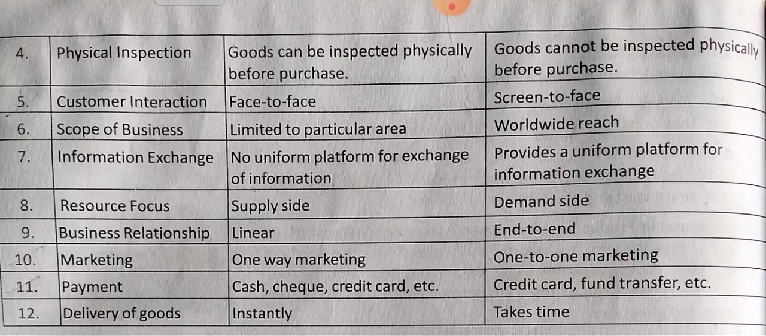Payment. You can pay by check, cash, credit card in traditional commerce, but there are multiple methods available online to pay the merchant directly from your card, directly from your credit card, debit card. Internet banking is also there. You can also transfer the amount by UPI, right? And the delivery of goods is instantly in traditional business, but in e-commerce it takes time. I already told you that it takes 2 to 3 days.